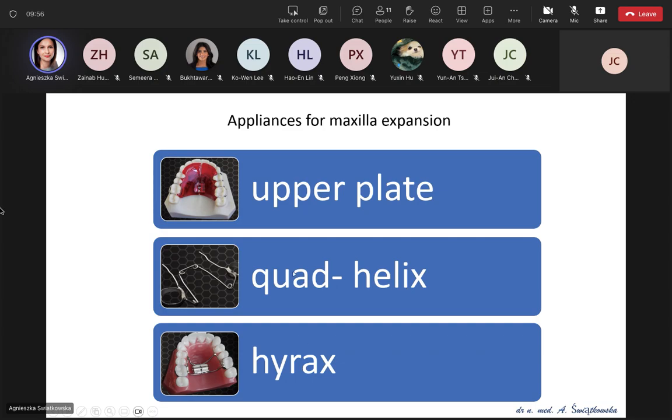If we use quad helix, we can achieve expansion up to 6 millimeters, usually 2 millimeters per month after activation. With Hyrax, we can have a screw which gives us expansion of 7, 10 millimeters, and the biggest screw is about 12 millimeters. Usually we use a screw of 7 or 10 millimeters, which gives us 7 or 10 millimeters maximum expansion.